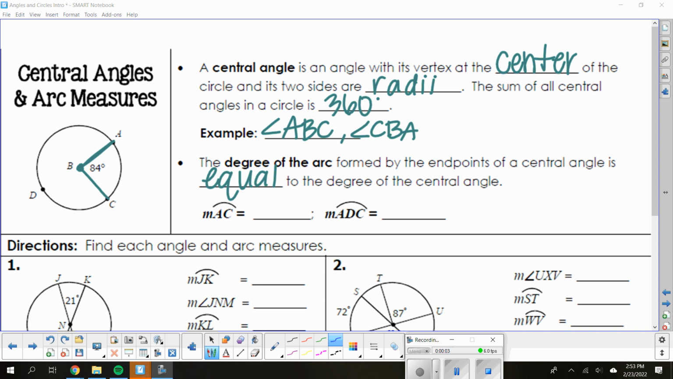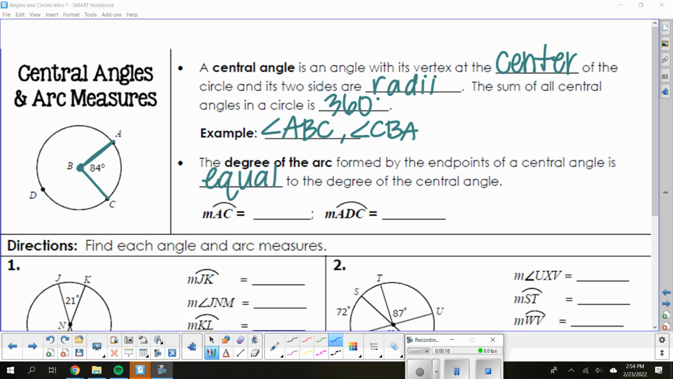Going to be discussing central angles and their arc measures. We're on page 3 of your note packet, but you should have already read over the vocab on pages 1 and 2 just to kind of be familiar with the terms we're going to be talking about. We're going to redefine central angle.